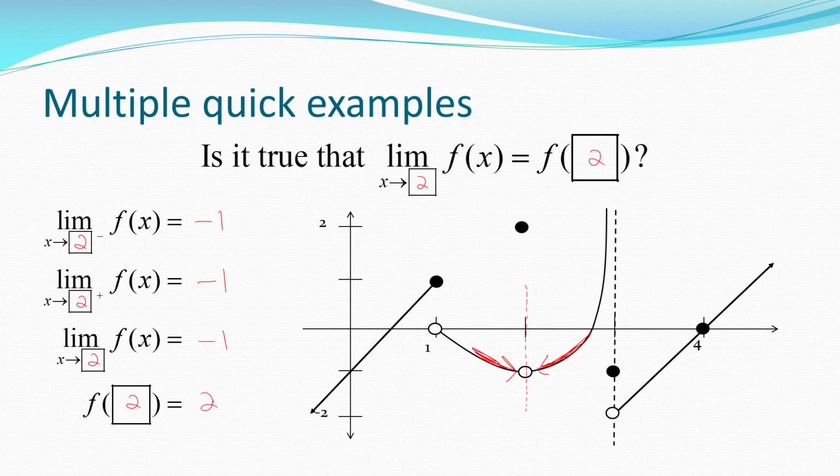It's because of that filled in point way up at top. So the limit of the function as x approaches 2 does not equal the function value at 2, even though this time they're both real numbers. Now I could go over the other examples, but I will save that for class time instead.